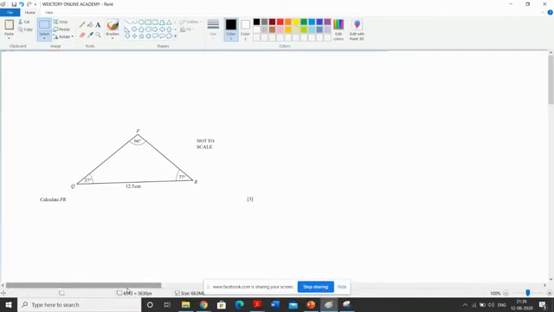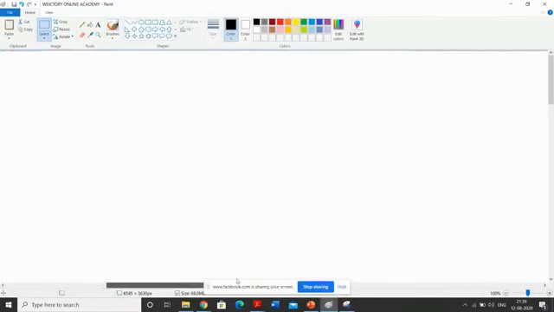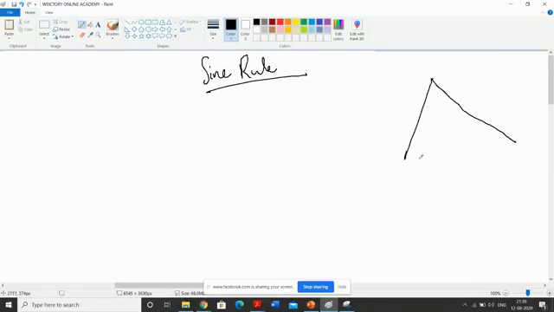So, before we solve questions on sine and cosine rule, I'll explain what exactly the sine and cosine rule is. So, sine rule. If there is a triangle ABC, capital A, B, and C are the angles, and small a, b, and small c are the sides.